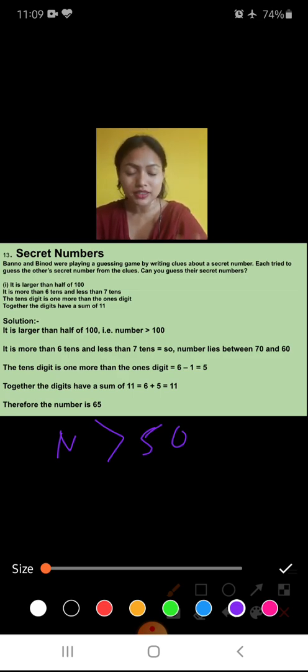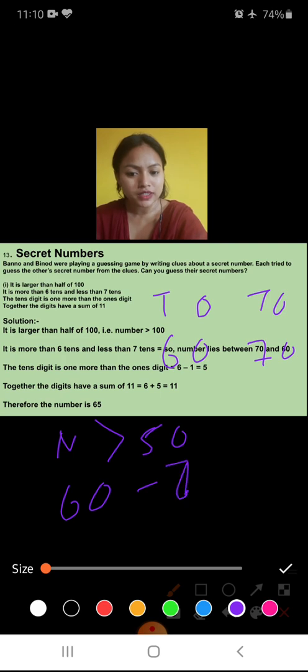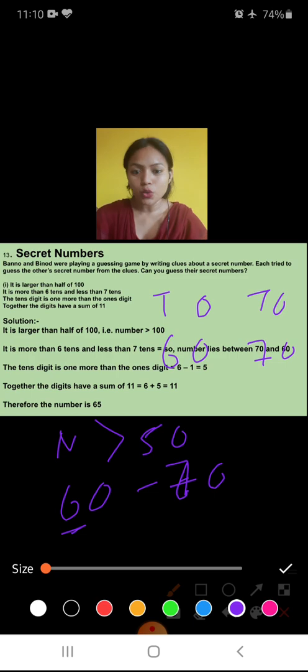You know 7 tens, these ones digit and tens digit. So if I say ones and tens, it is said that this tens place is larger than 6 and this tens place is also smaller than 7. So it means the number is between 60 and 70, because it is said that the number is larger than 60 and smaller than 70.